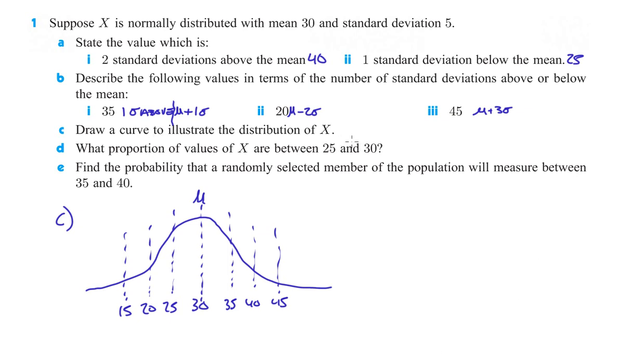Draw a curve to illustrate the distribution of x. We did. D, what proportion of values of x are between 25 and 30? Right. It really depends on the information that you get. I believe I had nice numbers here, like 68% of the data is within 1 standard deviation of the mean. So we could do 68 divided by 2 gives us 34, so 34%.